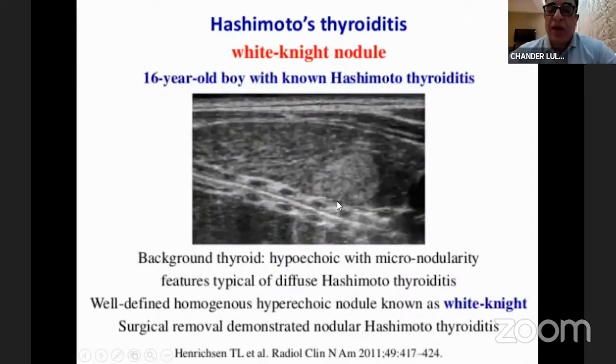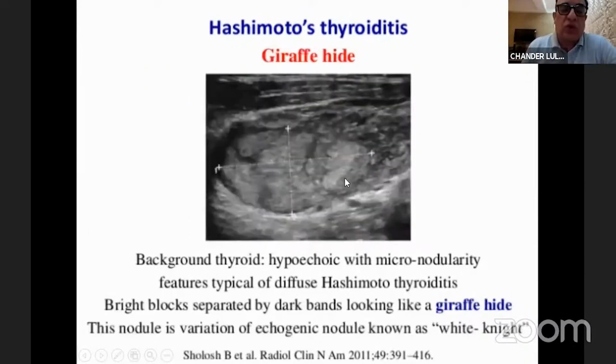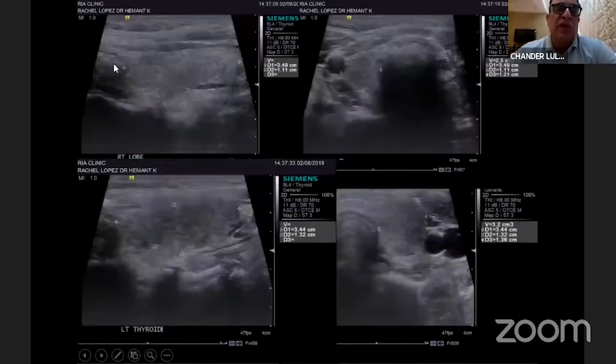An extremely bright area is called a white knight nodule in a background of Hashimoto's thyroid. Again, a benign nodule, but just to show what it looks like. This looks like the giraffe hide pattern of the skin of the giraffe. So there's multiple bright areas separated by the thick septae. But basically, we would go by the same criteria. So these are different conditions.